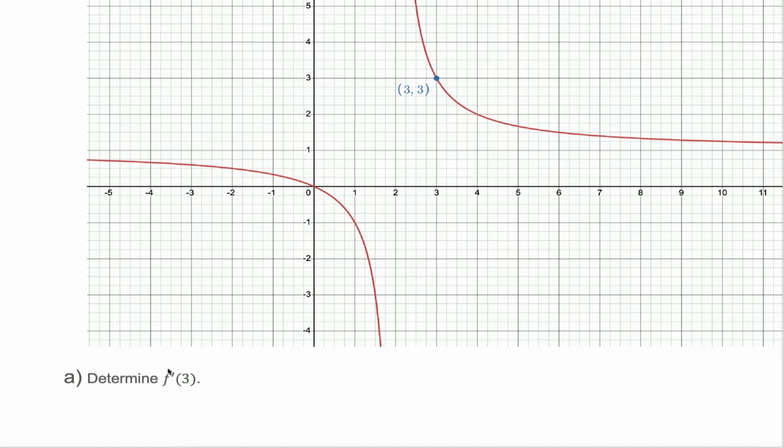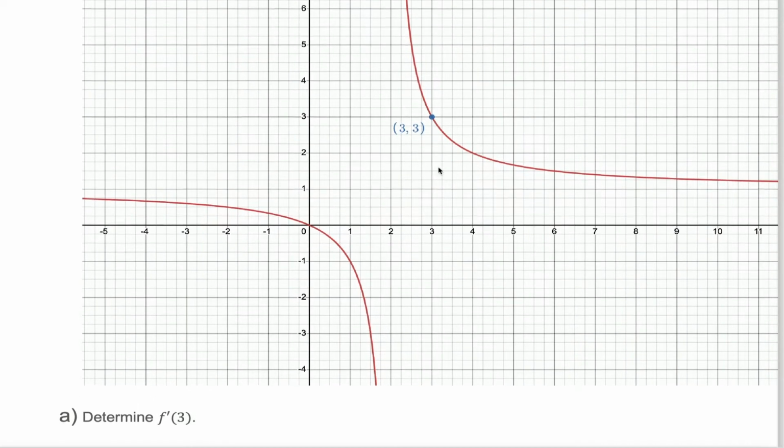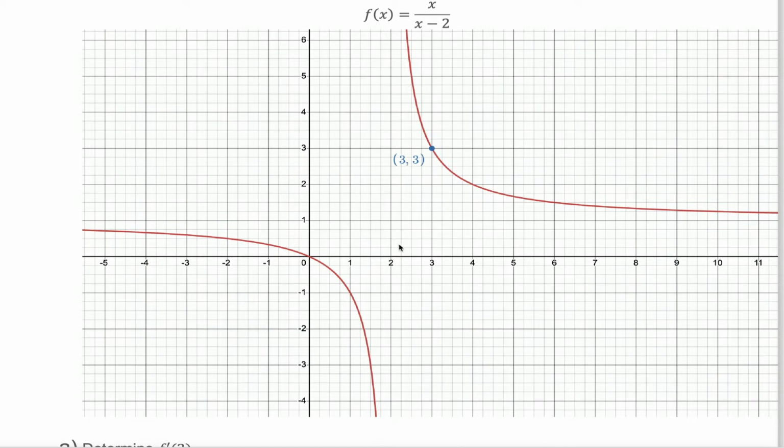So the first question is to determine f prime of 3. First, make sure you understand what that's asking. In terms of the graph, that's asking for the slope of the tangent line at the point where x equals 3. When x equals 3, coincidentally, the y value also equals 3, which is why this point (3, 3) is on this graph. Picture in your head what the tangent line would look like.